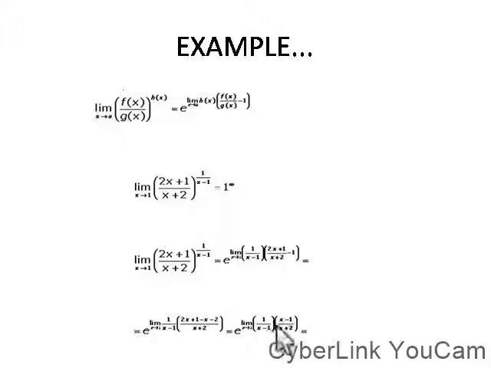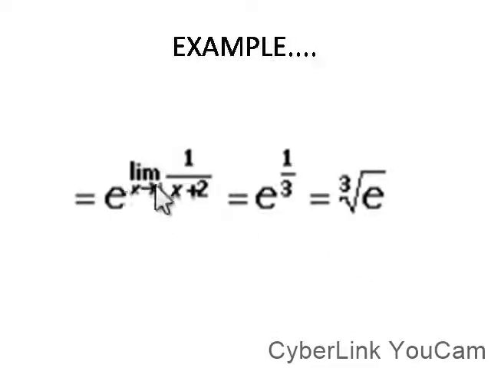Now this x minus 1 and this x minus 1 both get cancelled out, and you will be left with limit x tends to 1, 1 upon x plus 2. Now you just have to put the limiting value and you will get e raised to 1 by 3, that is cube root of e.